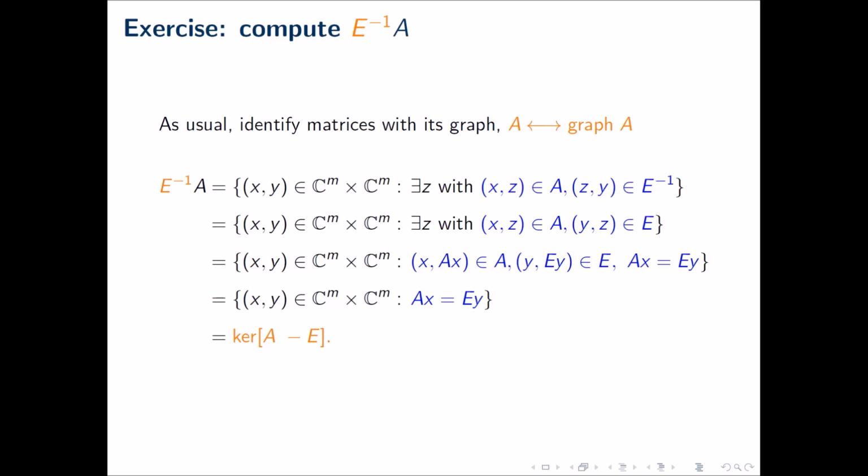Okay, fine. And next line, we use, of course, the property that A and E are not general linear relations, they are matrices. Which means that this guy is in the graph of A, again, identification. This guy is in the graph of A, this one is in the graph of E. What does it mean? If this is in the graph of A, then z equals Ax. No other choice for matrices. And the same with E.